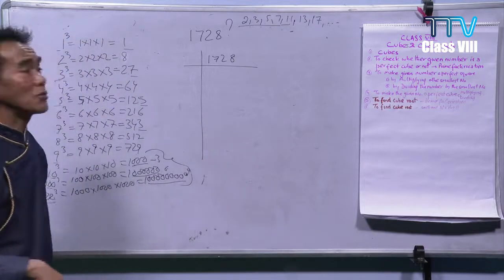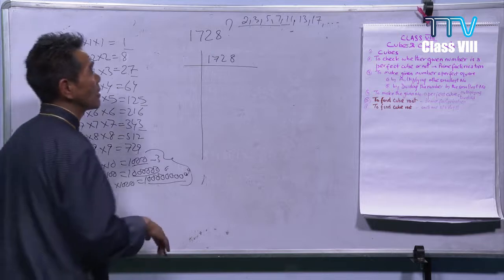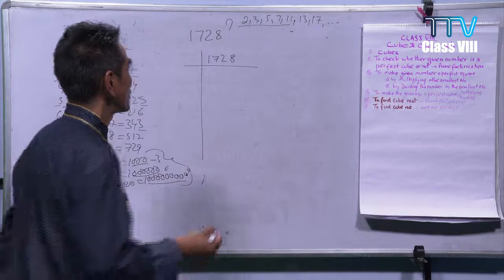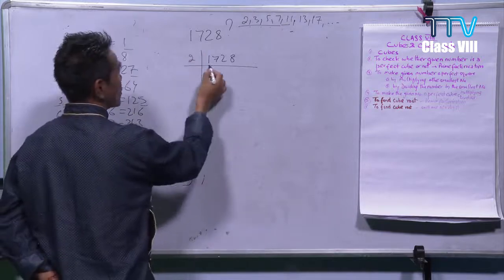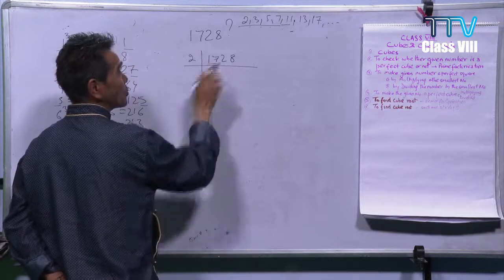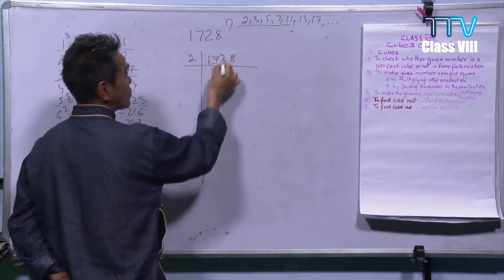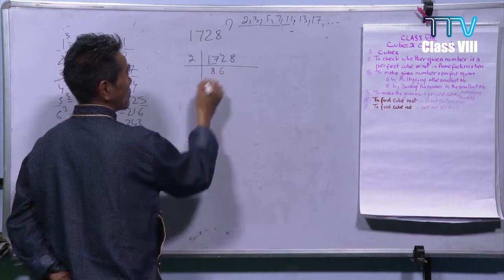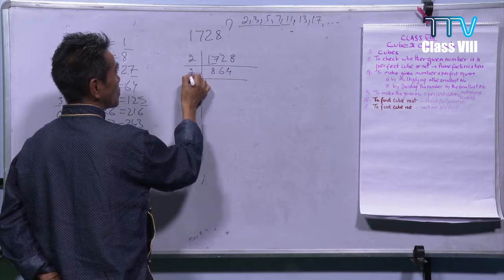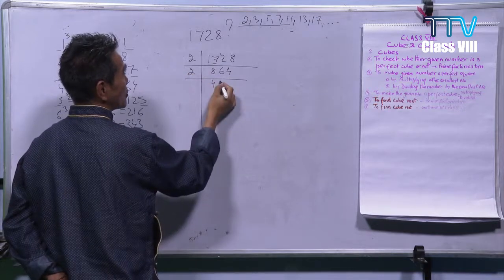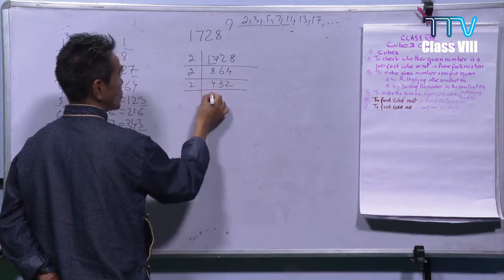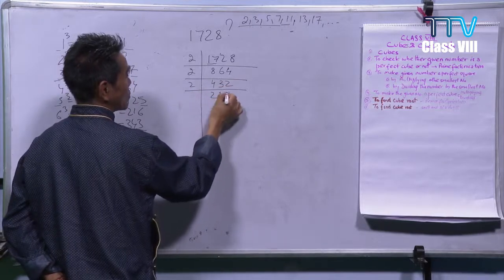Okay, 1728 ends in 8, an even number, so divide by 2. Combine the digits: 2 into 8 is 4, 2 into 16 is 8. Here 6, 12. Again even, so divide by 2. 2, 4, 8, 2, 3, 6, 2, 2, 4. And here even number again, divide by 2.